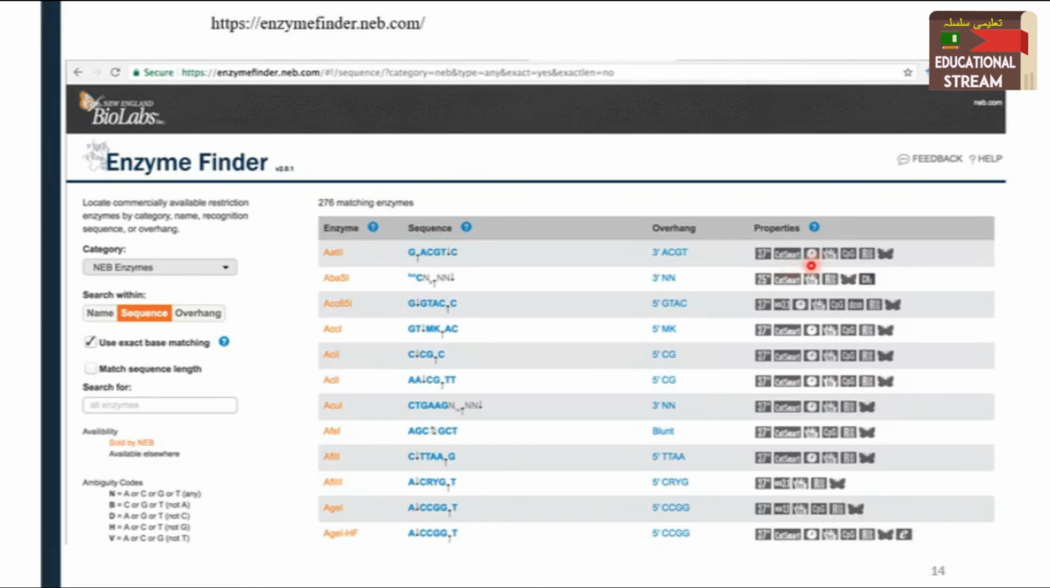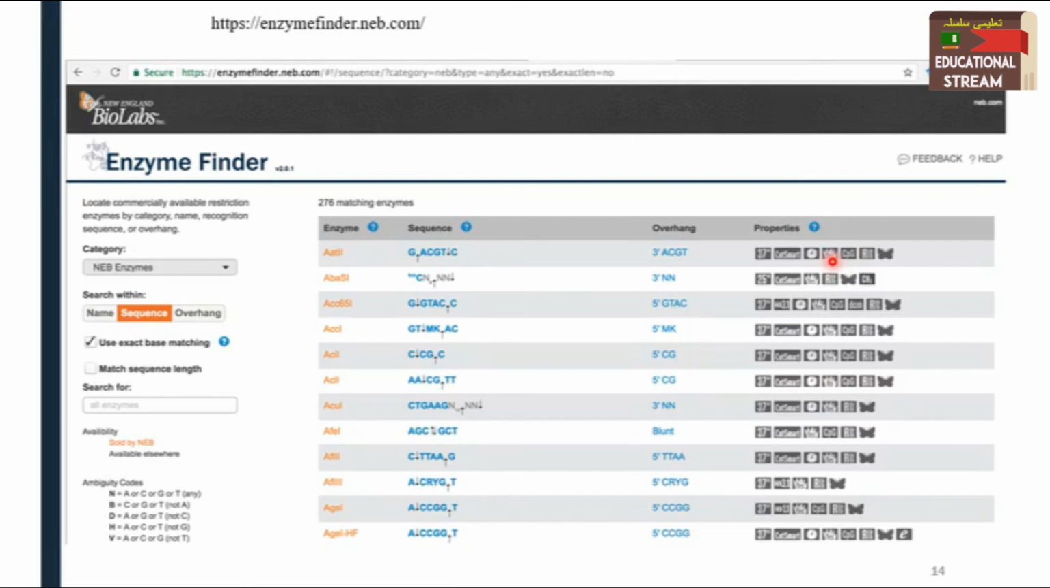Then here you see the clock symbol, which shows the time saver, that these enzymes can complete their reaction within 30 minutes or 15 minutes. Then the next symbol shows that the enzyme can be inactivated by heat. For example, if you have added the enzyme in your reaction and after 15 minutes you want to inactivate the enzyme, then you just heat the test tube to 60 degrees centigrade or 70 degrees centigrade. Then the enzyme will become inactivated.